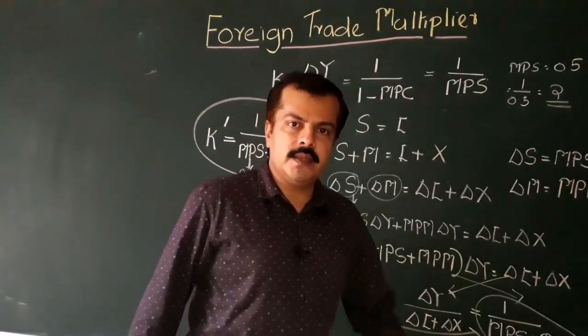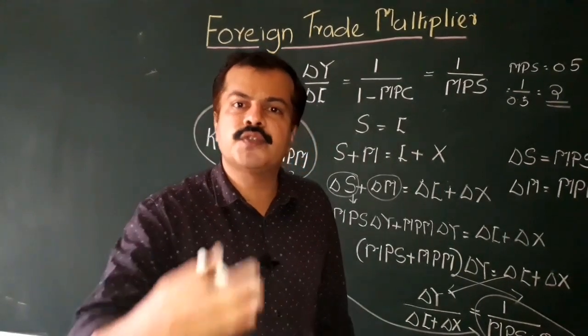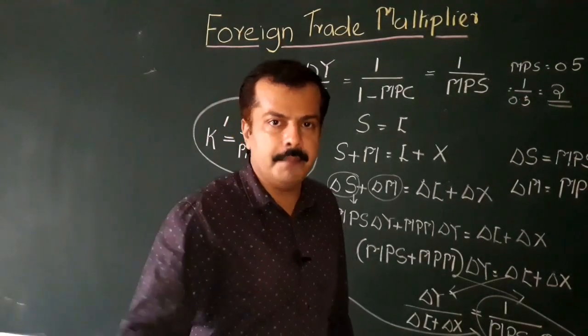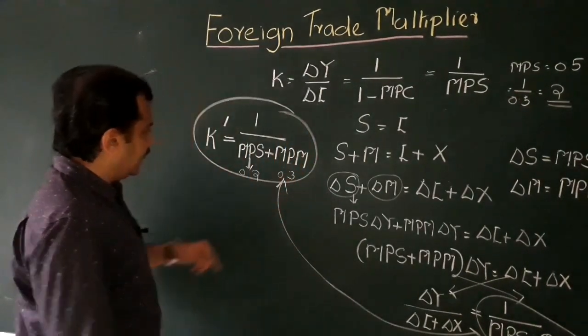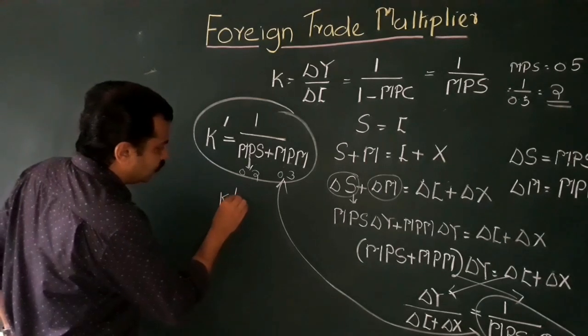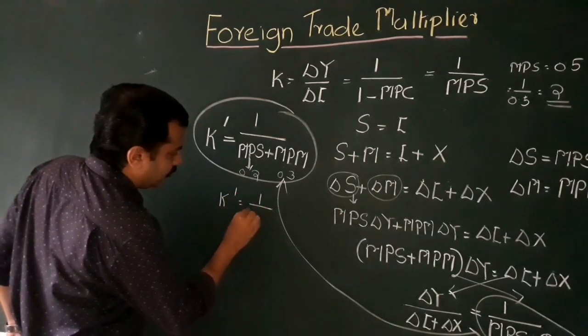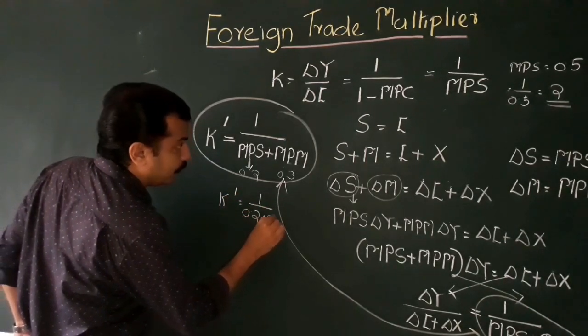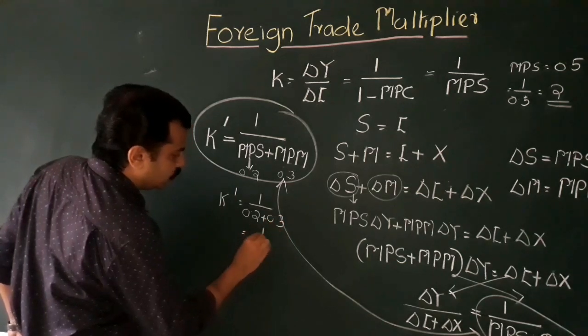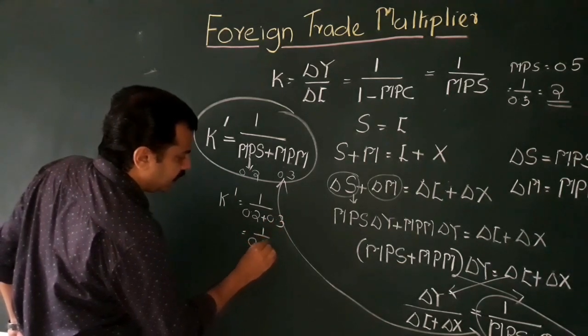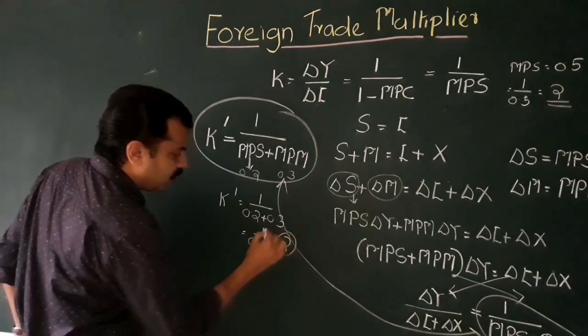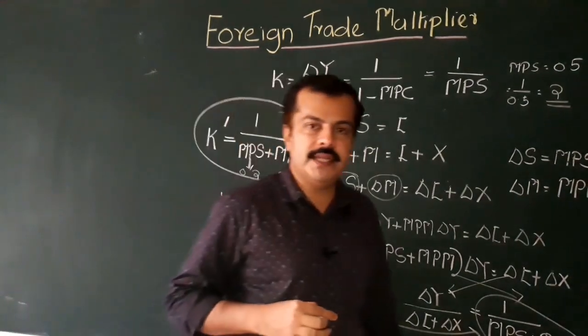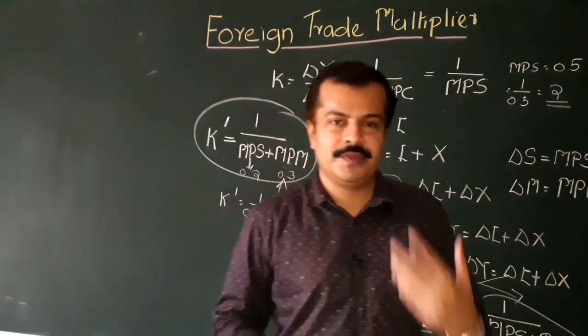0.3, that is, every increase in income, at least 30% will be used for purchasing commodities from abroad. Then the value of the multiplier K dash will be equal to what? 1 by 0.2 plus 0.3, which will be equal to 1 by 0.5, which will be equal to 2. The value of the foreign trade multiplier will be equal to 2.